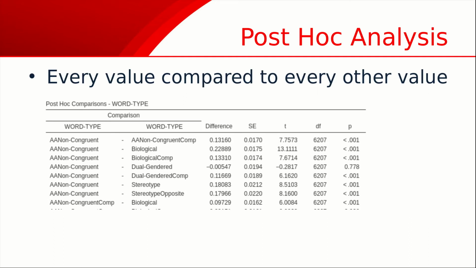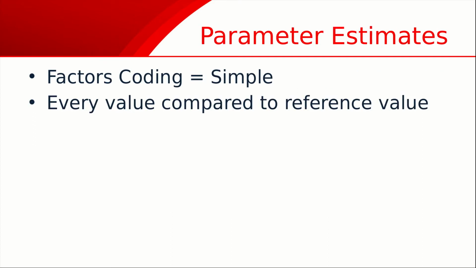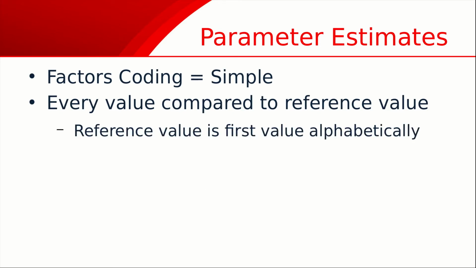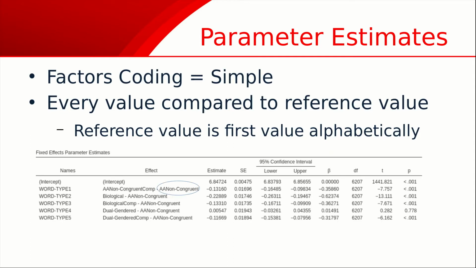In a post-hoc analysis, every value is compared to every other value and evaluated statistically. The parameter estimates, when the factors coding is set to simple, compares every value to a reference value. And the reference value is the one that appears first alphabetically. So for example, the AA non-congruent is the reference value, and I put AA at the beginning of it so that it would appear first alphabetically and be used as the reference value.